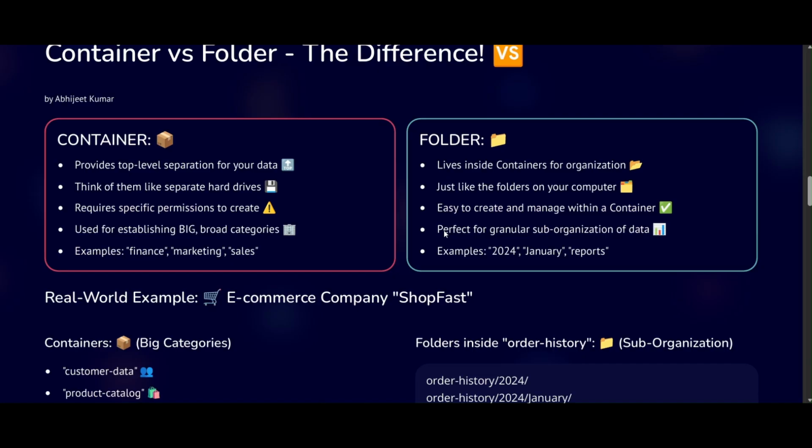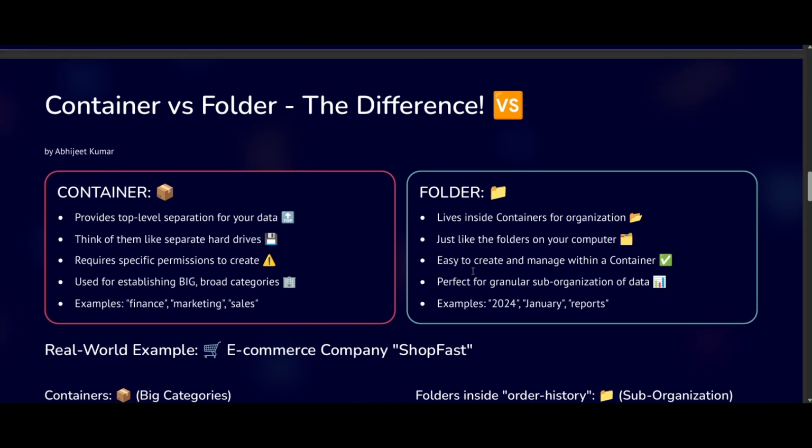So most companies follow this structure: raw data, processed data, curated data. Inside raw data, they will create other folders like CRM, website, sales. And this structure works perfectly with Databricks, Spark, Synapse, Power BI.